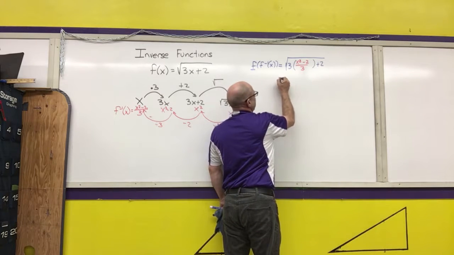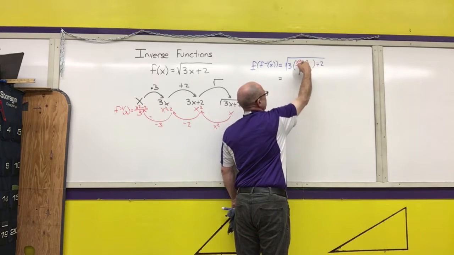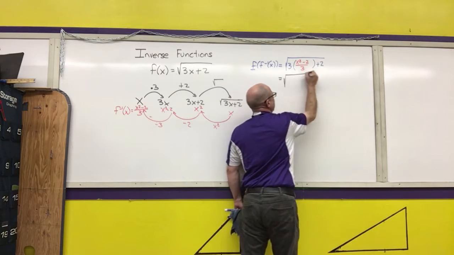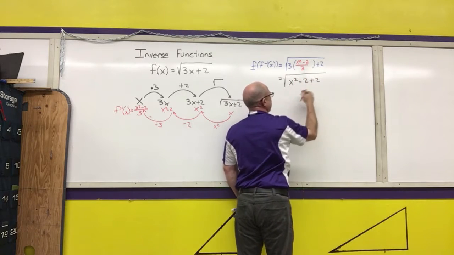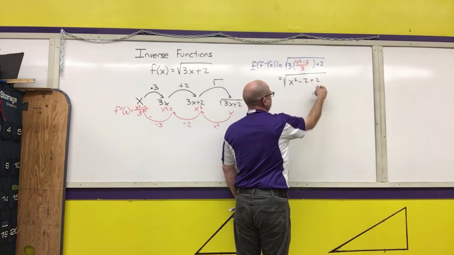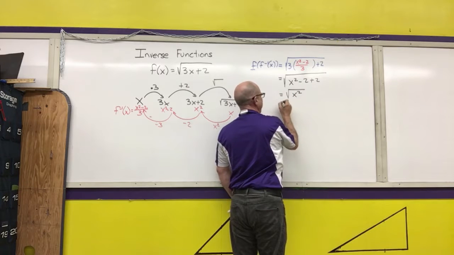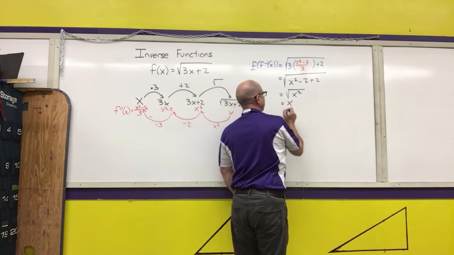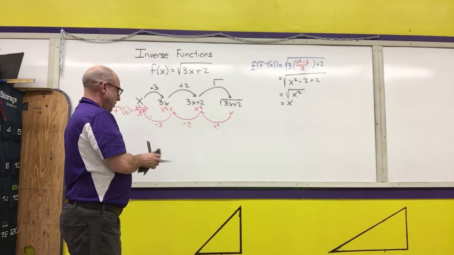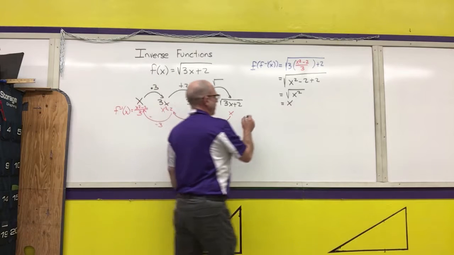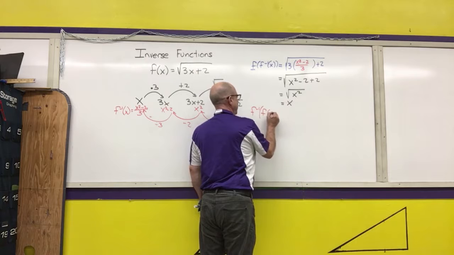So first step, 3 divided by 3 is 1. And 1 times x squared minus 2 is x squared minus 2 plus 2. x squared minus 2 plus 2 is just x squared. And the square root of x squared is x. So the first composition works. The second composition I want to do is I want to find f inverse of f of x.